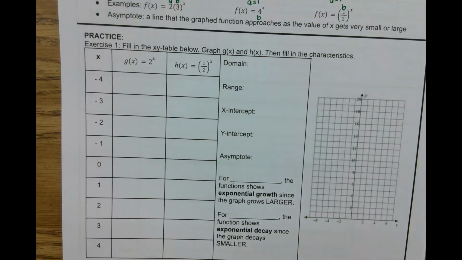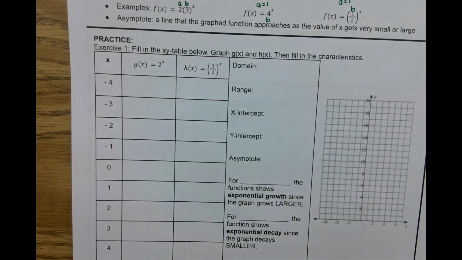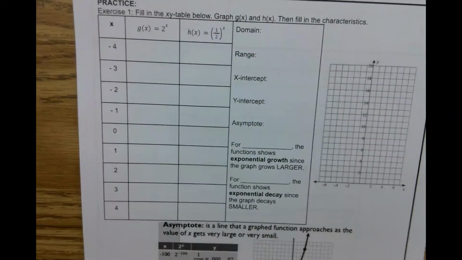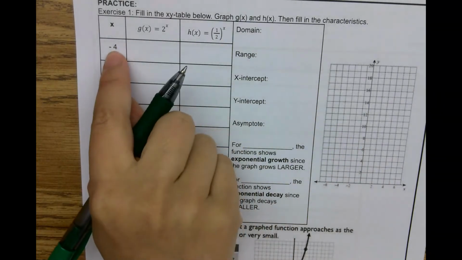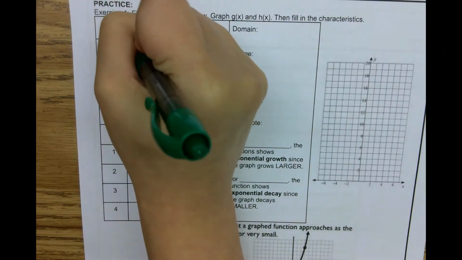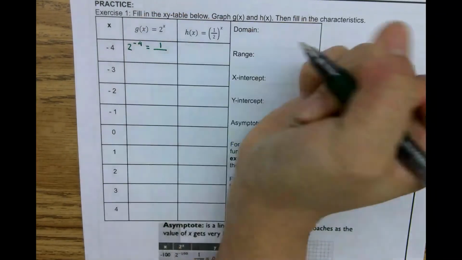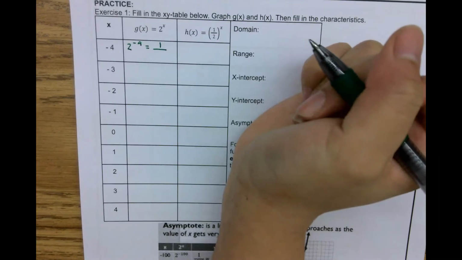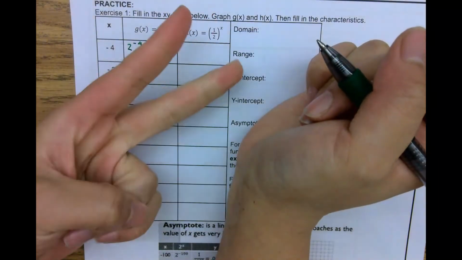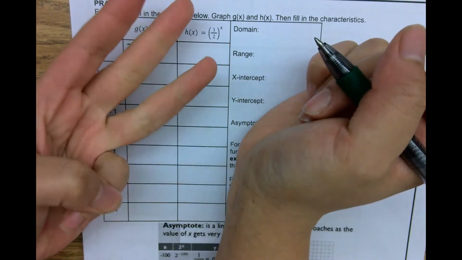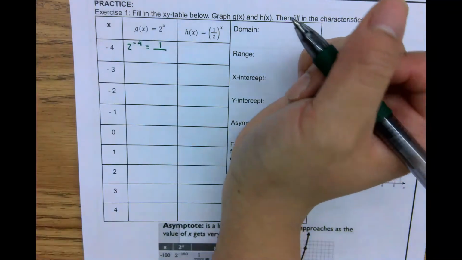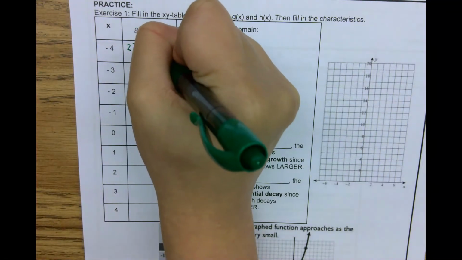So I'm going to start with g of x. If x is -4, all I have to do is plug it in. So 2 to the -4th power. We know it's a fraction, so it's actually 1 over 2 to the 4th. 2 times 2 is 4, times 2 is 8, times 2 again is 16, so 1 over 16.